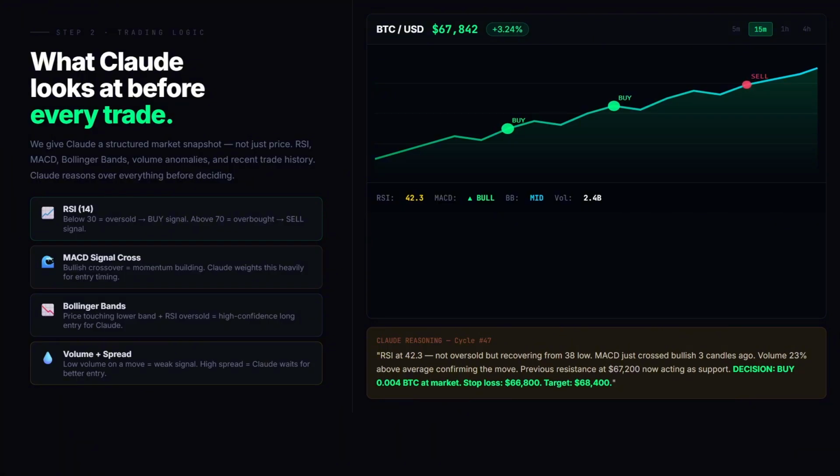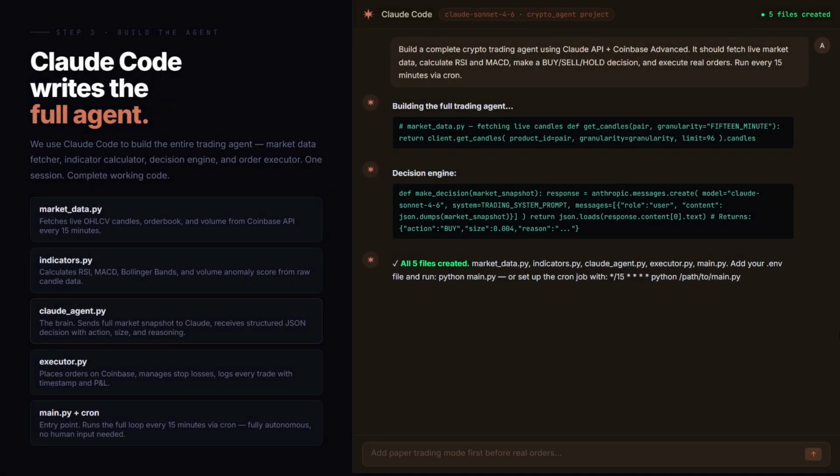Volume and spread. Low volume on a price move means a weak signal. High spread means Claude waits for a better entry. Claude reads all 4 signals together and writes out its reasoning before giving the final decision. That reasoning gets logged every cycle. We use Claude Code to build the entire trading system. 1 session, 5 files, complete working code.